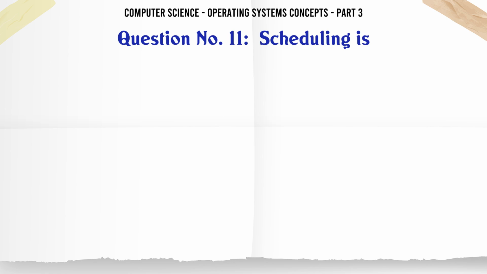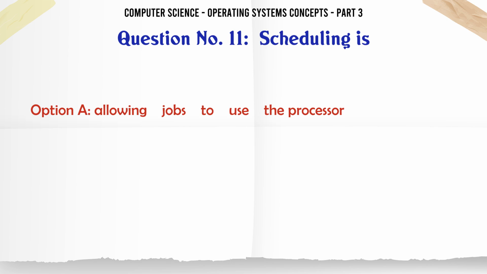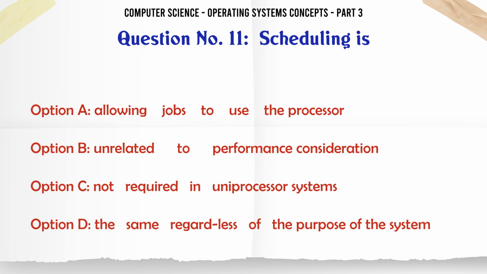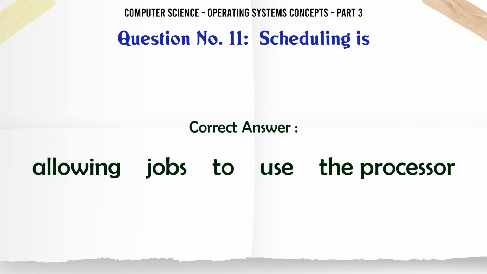Scheduling is A. Allowing jobs to use the processor. B. Unrelated to performance consideration. C. Not required in uniprocessor systems. D. The same regardless of the purpose of the system. The correct answer is allowing jobs to use the processor.